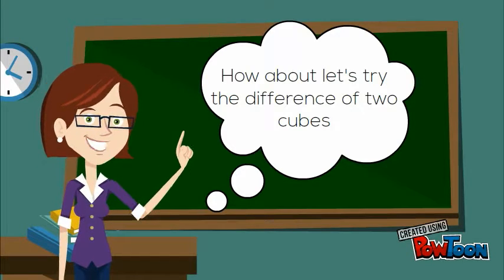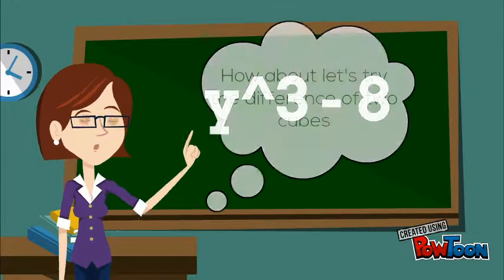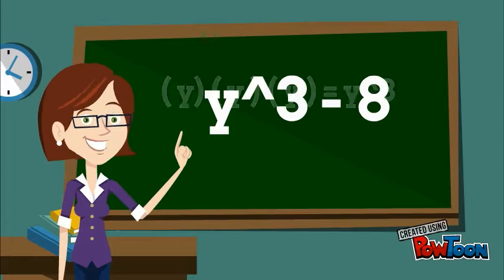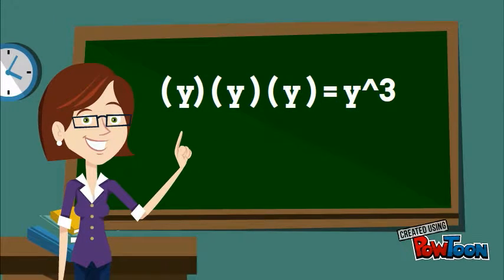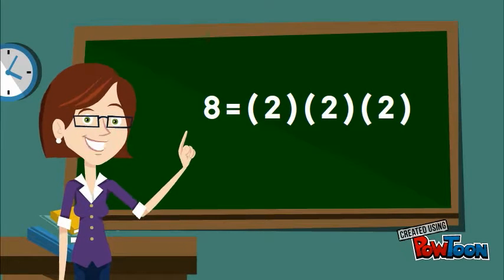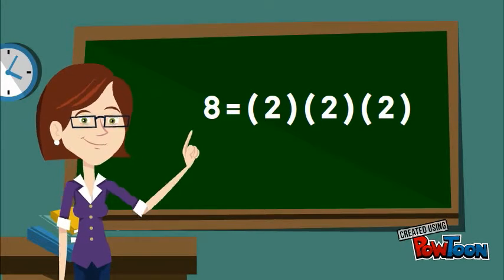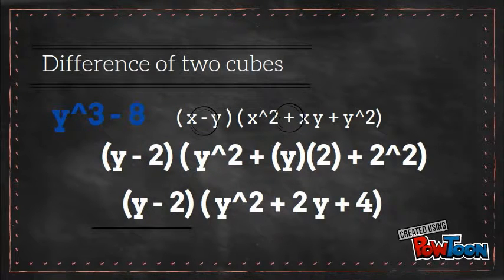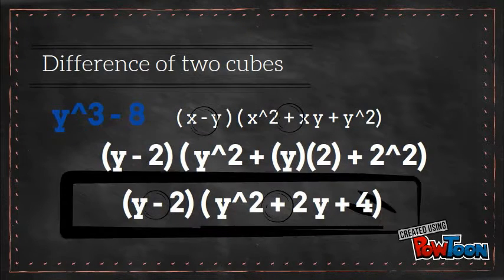How about let's try the difference of two cubes, y cubed minus 8. This is a case of difference of two cubes, since the number 8 can be written as a cube of a number, where 8 is equal to 2 times 2 times 2. So apply the rule for difference of two cubes and simplify. Since this is the difference case, the binomial factor and the trinomial factor will have negative and positive middle signs, respectively.